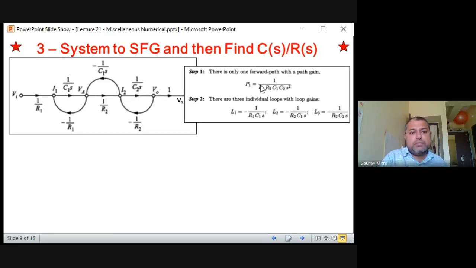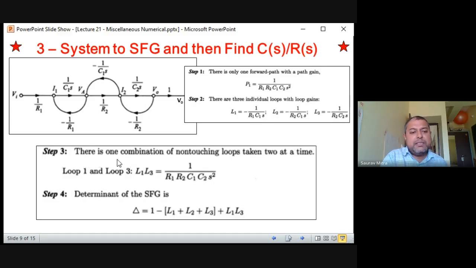So you are finding P1. What is P1? 1 by R1 R2 C1 C2 S square. This is 1 by R1, this is 1 by C1s, this is 1 by R2, this is 1 by C2s. That means 1 by R1 R2 C1 C2, and this S and this S produce S square. What is L1? L1 is minus 1 by R1 C1s. What is L2? Minus 1 by R2 C1s. What is L3? Minus 1 by R2 C2s. And L1 and L3 are non-touching. So there is one combination of non-touching loops taken two at a time, that is L1 and L3. That means minus minus plus 1 by C1 C2 R1 R2 S square.